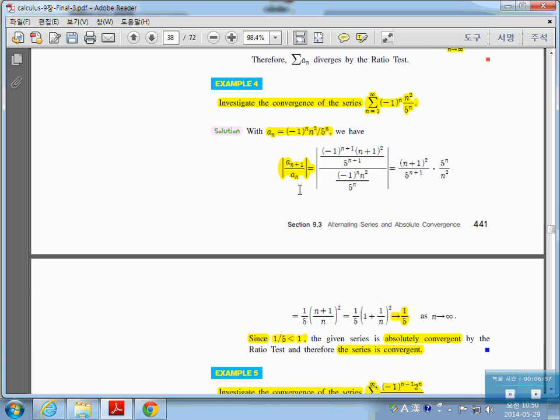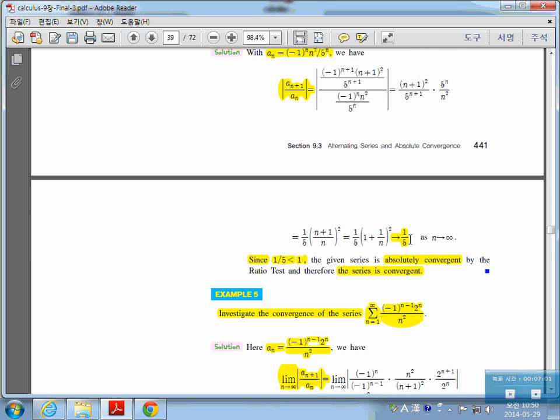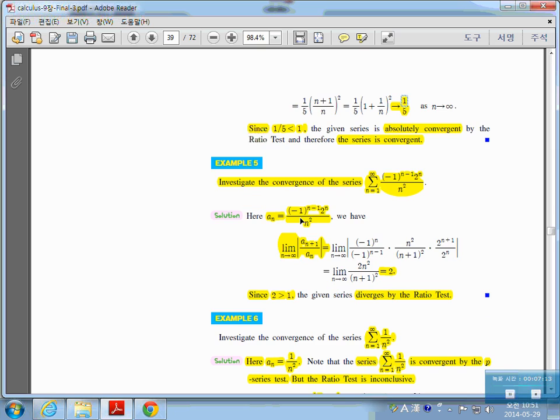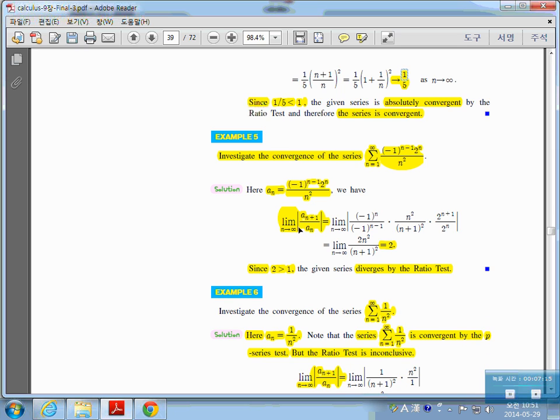Compare these two terms, and then we see it goes to 1 over 5. In this case, it's less than 1, so it converges. It's decreasing rapidly, but that's what that means. For this term, a_n is like that, so the absolute value of a_{n+1} over a_n goes to 2 when n goes to infinity. So it's bigger than 1, so we can easily say this series diverges.